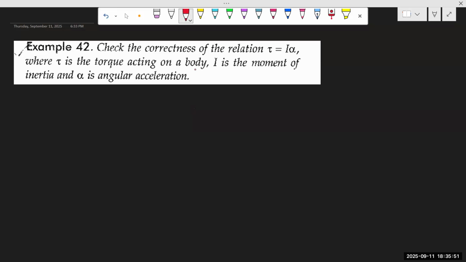So, this says check the correctness of the relation torque is equal to I into alpha, where tau is the torque acting on the body and I is the moment of inertia. Rotational motion has not been discussed in your school, right? Rotational motion has not been started, right? So I'll tell you the formula here.